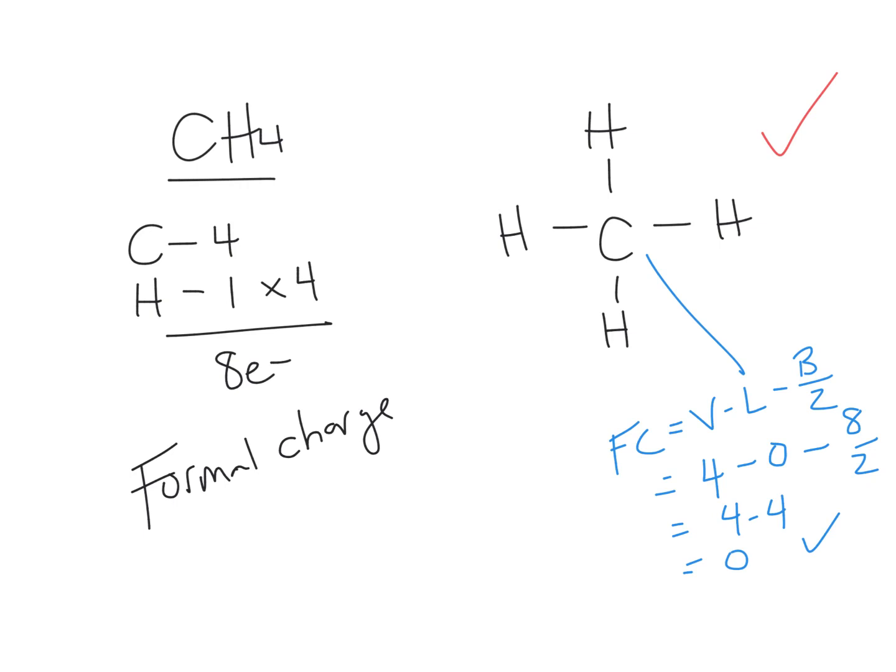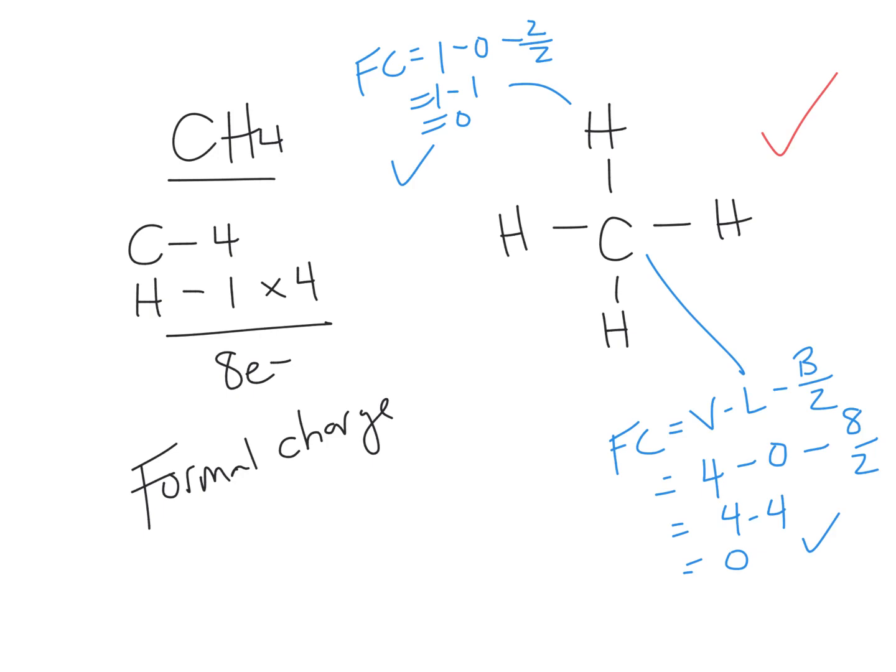Let's do the same thing for each hydrogen. Each hydrogen is the same in the structure, so it's going to look the same way. The number of valence electrons in a hydrogen is supposed to be 1. Naturally, there are no lone pairs. Each one has 2 bond pair electrons. So you're going to end up with 1 minus 1, and that's a 0. That's great, and that tells us this is indeed the correct Lewis structure for methane.